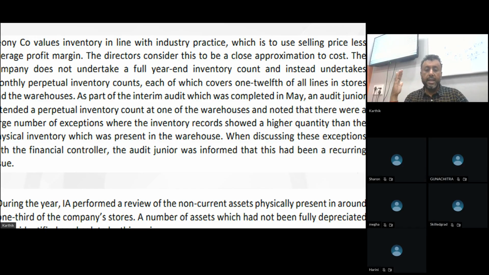He says they are considering this a close approximation to cost. If that is really not the case, then the inventories can be clearly overstated in the books or even understated. Be very careful with the words here. We don't know whether it's a close approximation to cost. It can be higher than cost or lower than cost. That means inventory can be overstated or even understated. Or you simply use the word misstated.